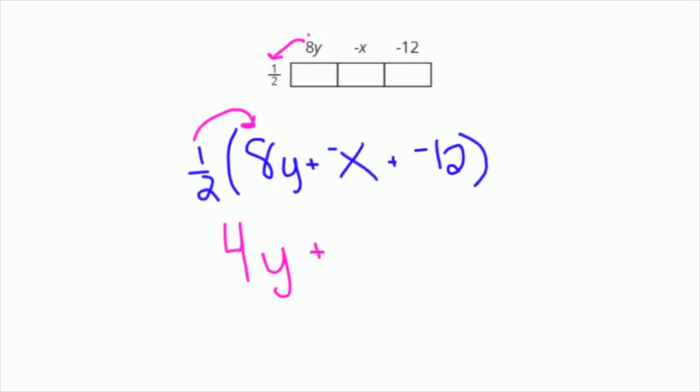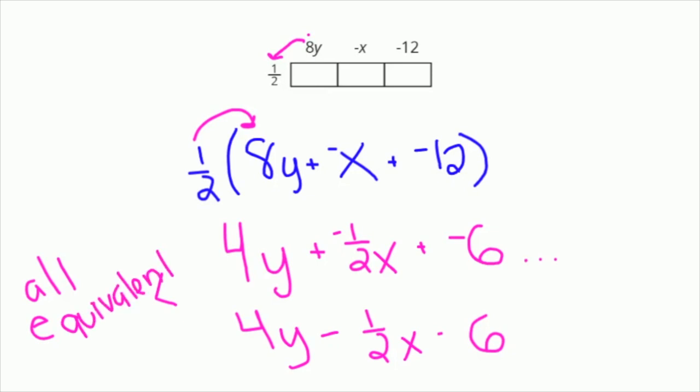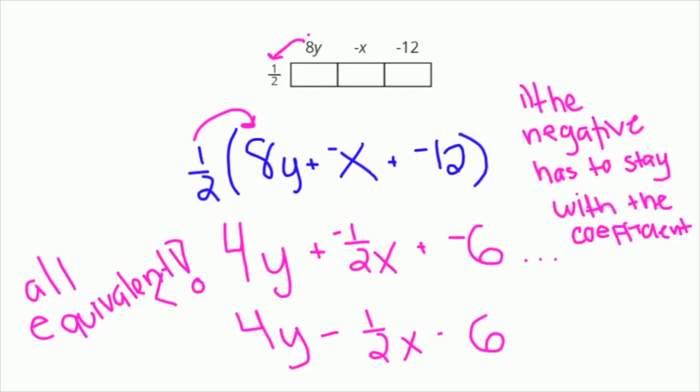So let's test that out now. I have 4y plus a negative 1/2 x plus a negative 6, which is also going to be equivalent to 4y minus 1/2 x minus 6. Remember, I can do this because adding a negative is equivalent to subtracting that number. So all of these are going to be equivalent expressions, even though they may each look a little different. So remember, the negative has to stay with the coefficient at all times. So even though I'm subtracting that value, it is still negative.